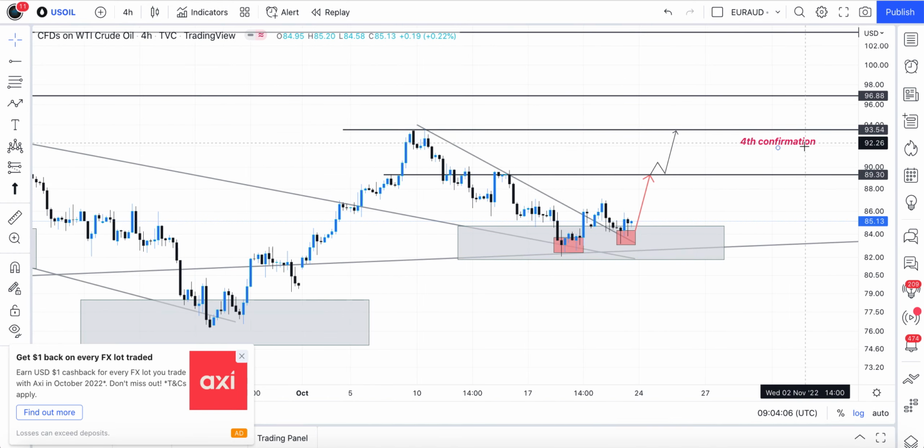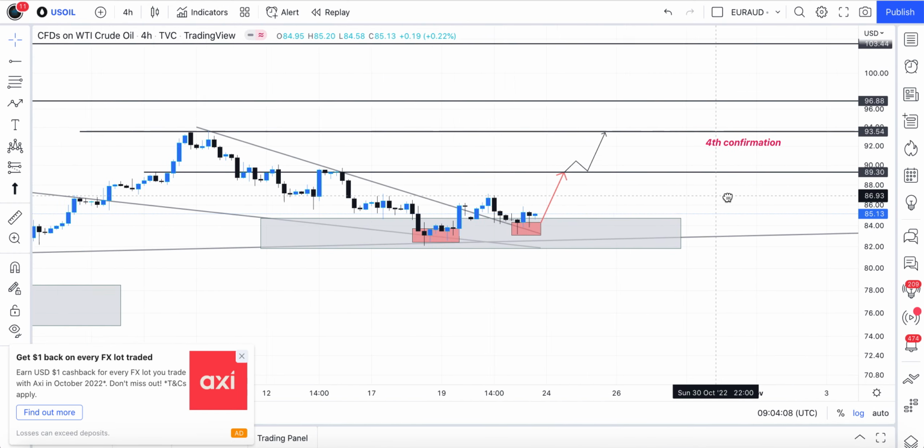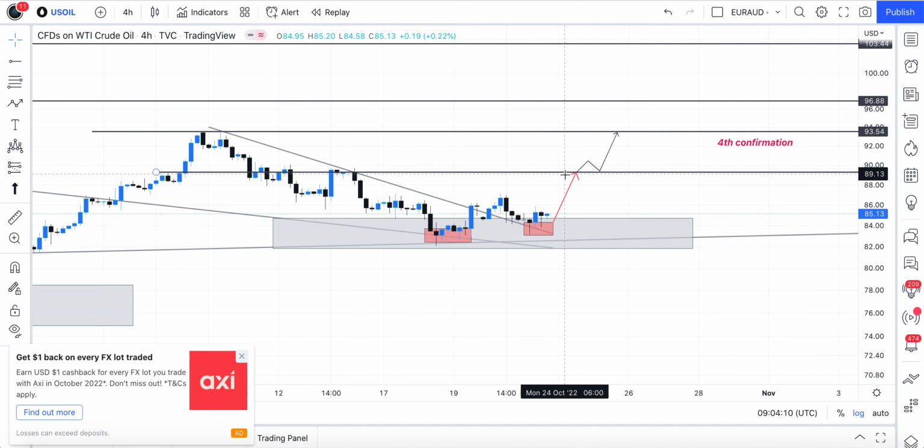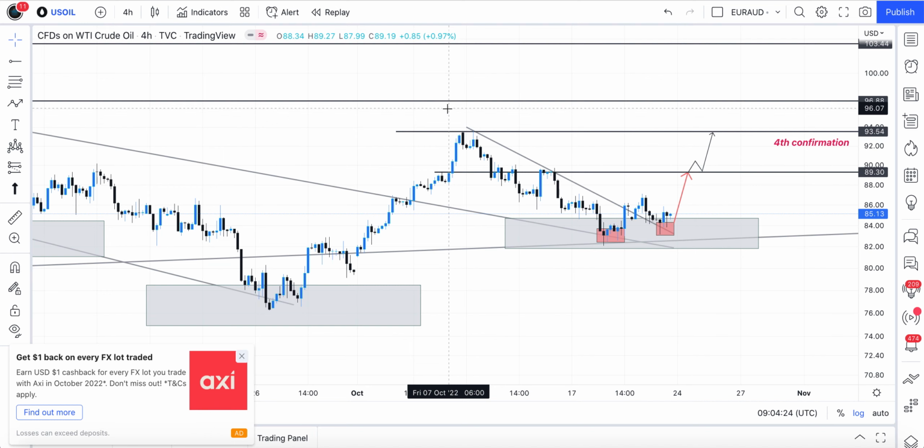But for now, next week we should be heading to, let's say, $89 per barrel first, before the 93. Then if you see a breakout to that 93, we should be moving up. So just know that this is not financial advice. This is for educational purposes. So do your own analysis and figure out where your entry will be and where your exit.